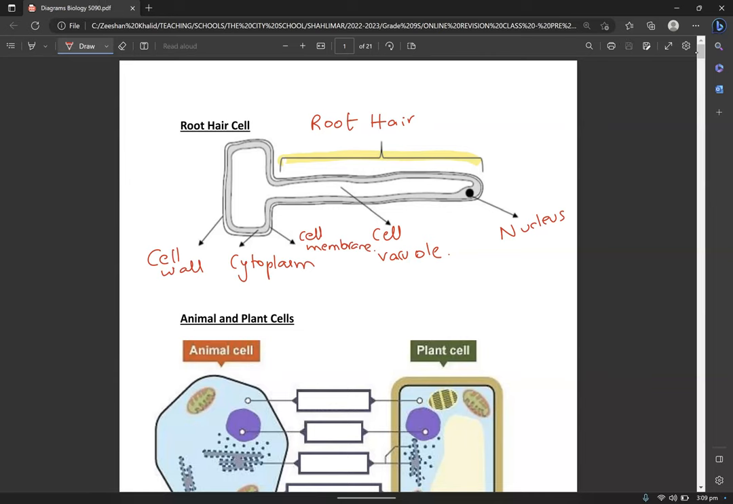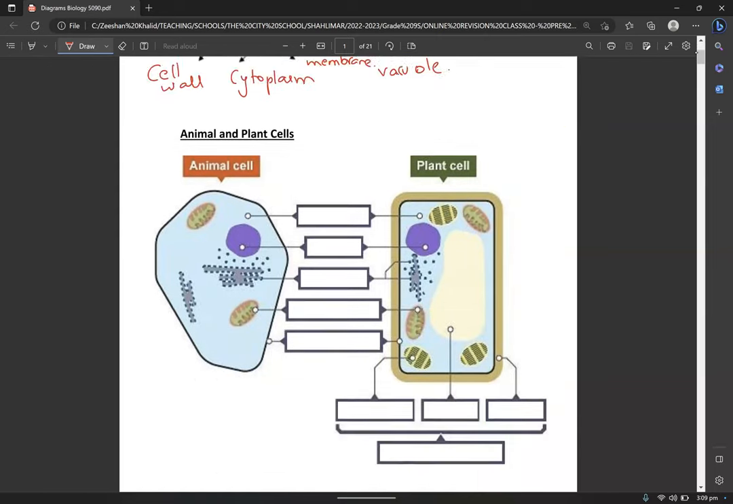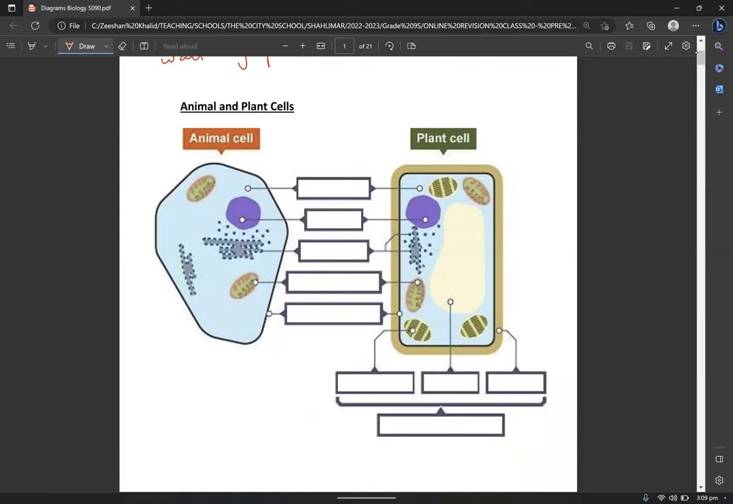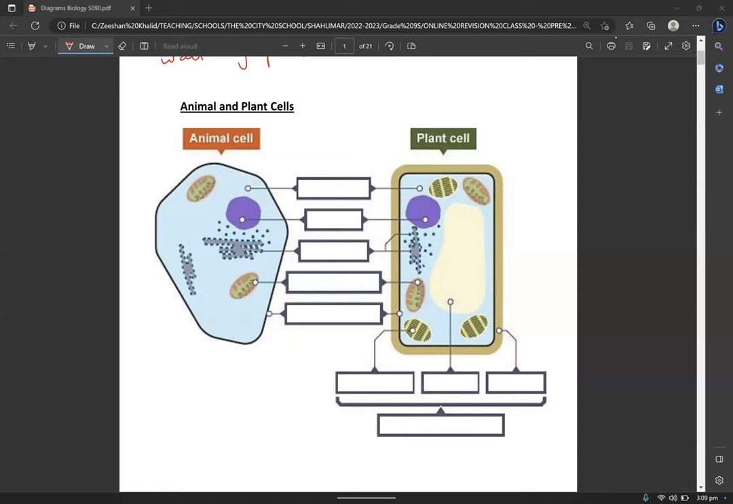Now moving ahead, we have a comparative diagram of the animal cell and the plant cell. Some labels are common to both, and some labels are not common. So let's begin with the top one.